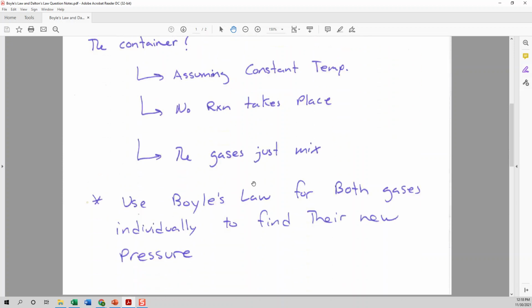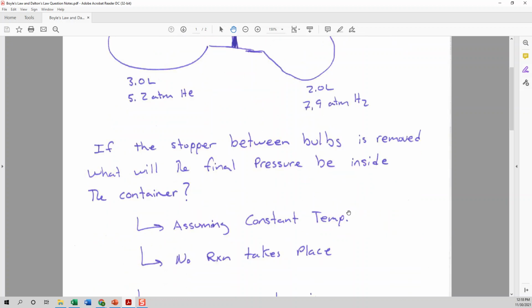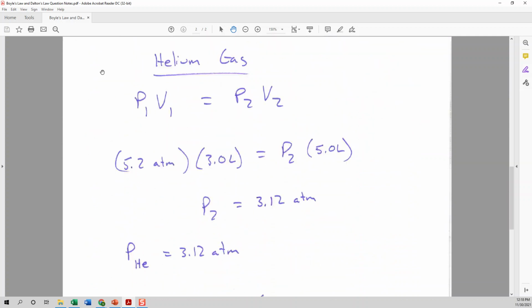Okay, so we're going to use Boyle's law for both gases individually, and so let's understand what we're doing. So the helium is initially 5.2 atmospheres at 3 liters. But when we open up the stopper, now the total volume is going to be 3 liters plus 2 liters. So the total volume occupied for the helium is going to be 5. And the new total volume occupied by the hydrogen will be 5, 2 plus 3. Okay? So let's do P1V1 equals P2V2 for the helium, and then we'll do the same thing for the hydrogen. All right? So for the helium, initial pressure, initial volume, here's our final volume. Let's solve for the final pressure.